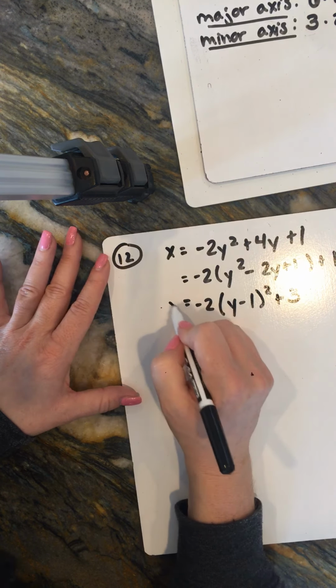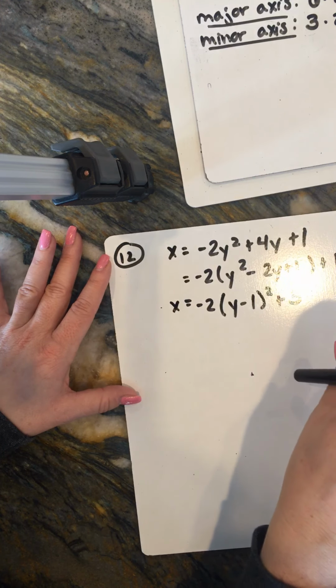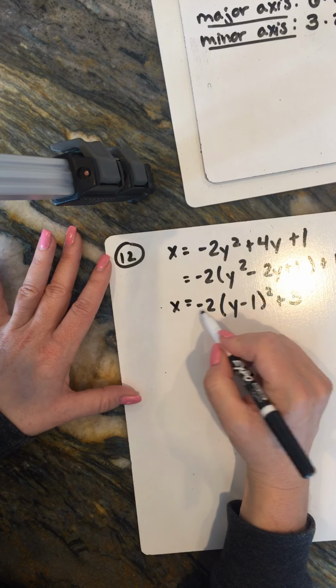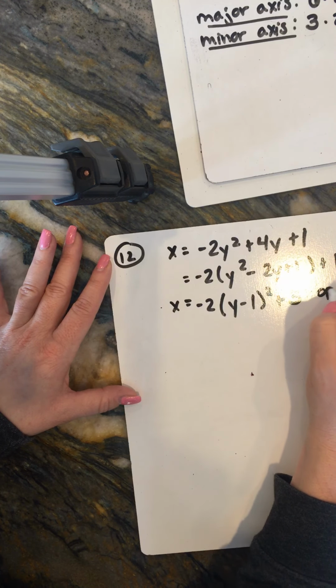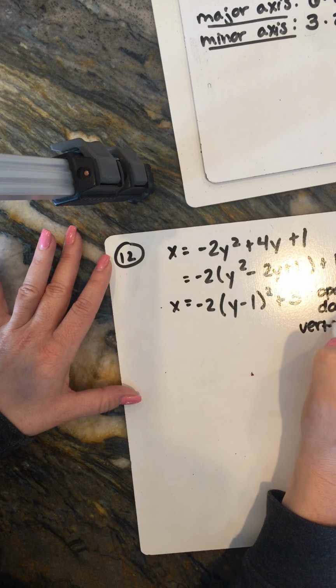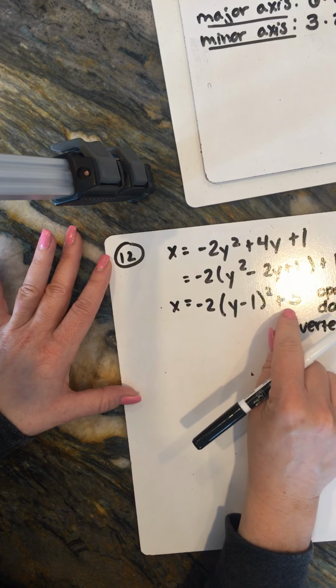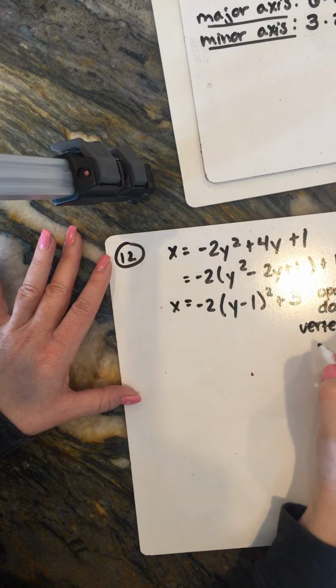So the direction of opening, this is an x equals, so we know it opens horizontally. It's going to open down because of the negative. So opens down. The vertex is located at, here's our h this time, and then our k is always stuck with the y. So our h is 3, our k is 1.